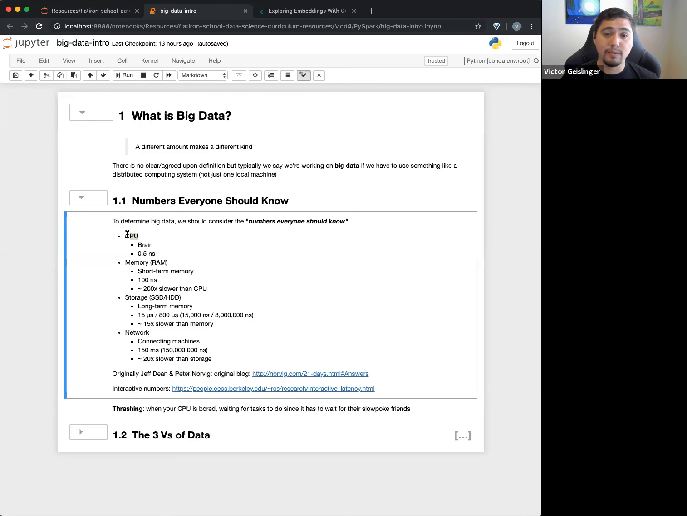The main thing you have to remember is that the CPU is the brain of the computer, if you don't already know this, and it's super fast. It is ridiculously fast compared to anything else. That's the whole point of this kind of deal.